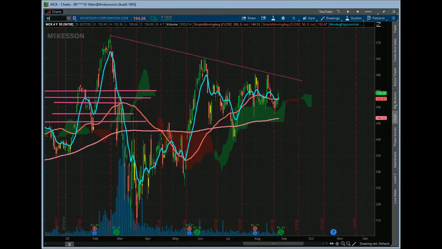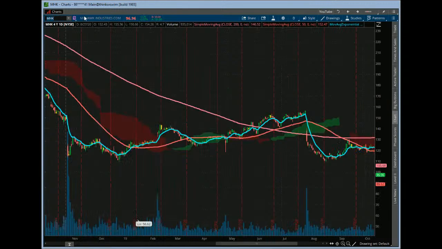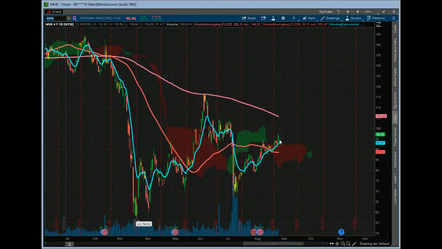And then MHK. Nice inside day up on this one today too. Mohawk, yeah, this could be a fun one occasionally. Nice inside day up on that one, decent volume on it. Let's see if we get some follow through to the upside. You've got a big congestion zone ahead, so just watch that right there. It could be running into some resistance.